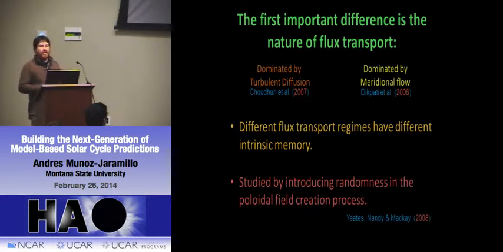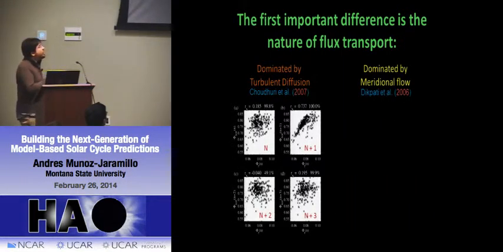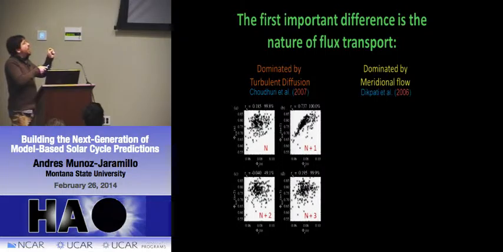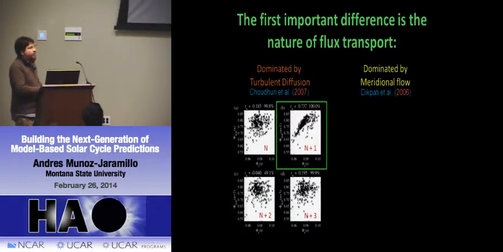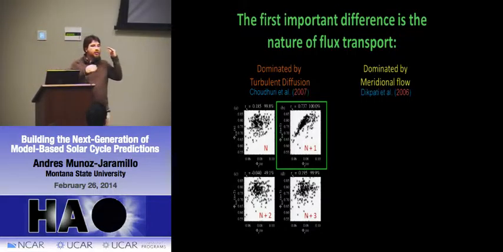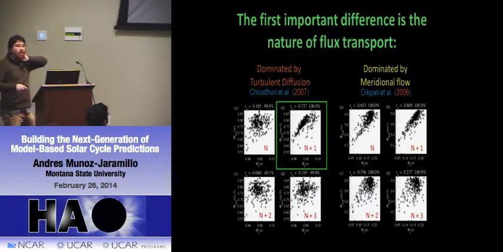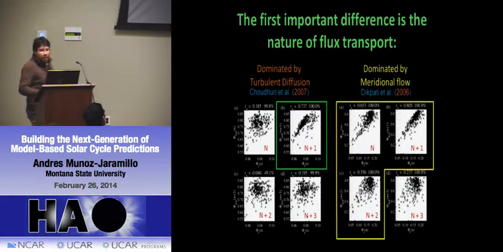And this was studied by introducing randomness into the simulations by Yeates, Nandy, and Mackay. So the results are the following. If you make a correlation between the amplitude of the poloidal field at minimum and the amplitude of the next cycle, the amplitude of two cycles later, the amplitude of three cycles later, and the amplitude of the current cycle, then you find this kind of correlations. The only strong one that you find is this one: basically, a correlation between the amplitude of the poloidal field at this minimum and the amplitude of the next cycle. When you have a model that is less diffusive, correlation propagates farther back in time. So now several cycles are playing a role in determining how strong the next cycle is going to be.